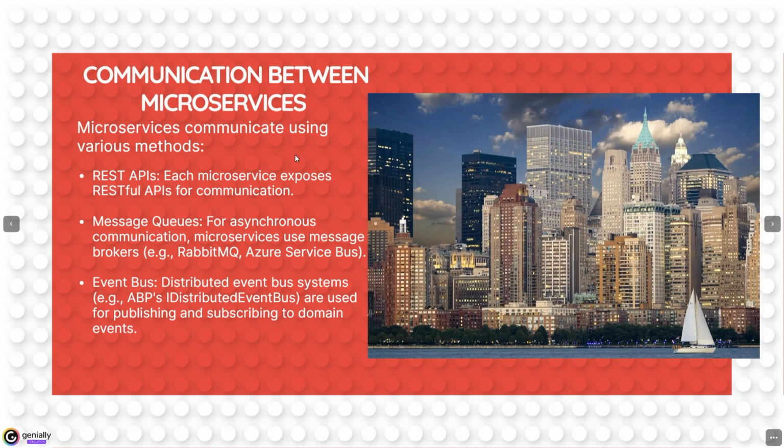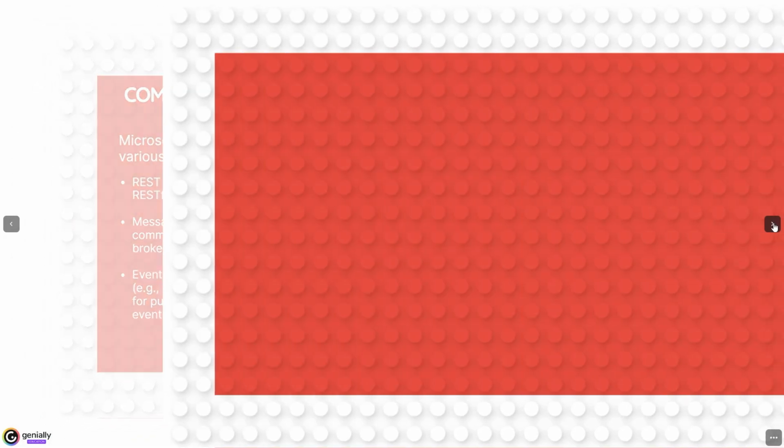Microservices communicate using various methods. REST APIs. Each microservice exposes RESTful APIs for communication. Message queues. For asynchronous communication, microservices use message brokers. Event bus. Distributed event bus systems are used for publishing and subscribing to domain events.